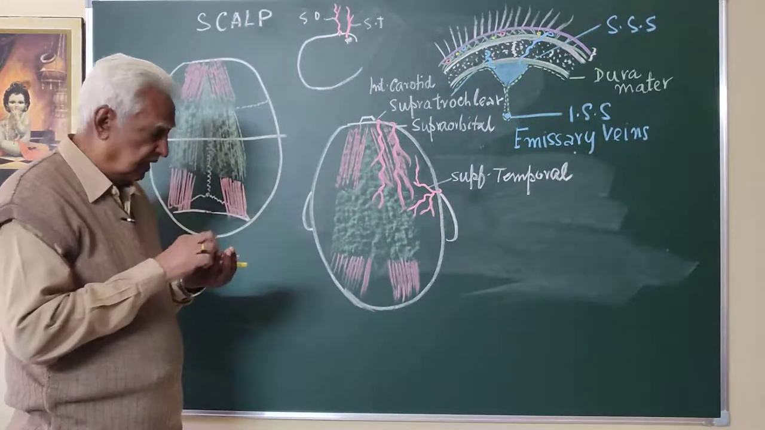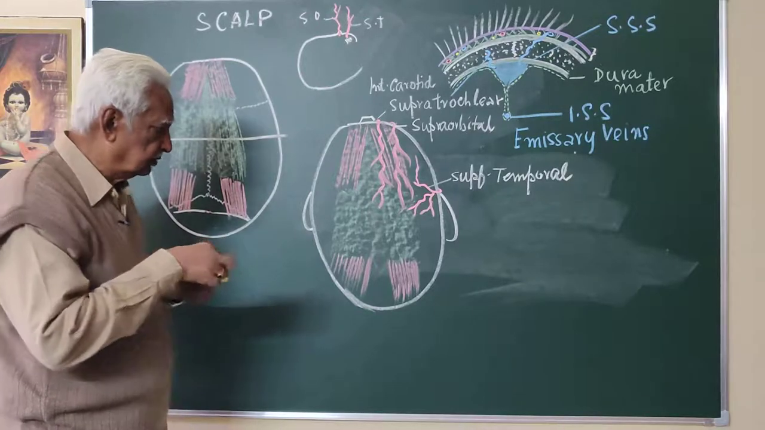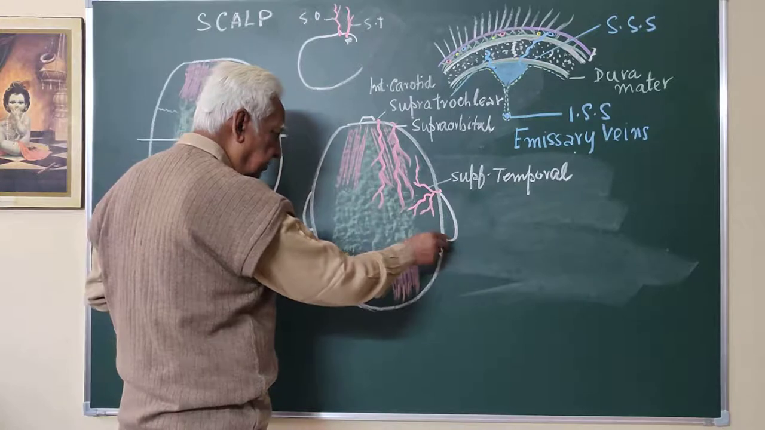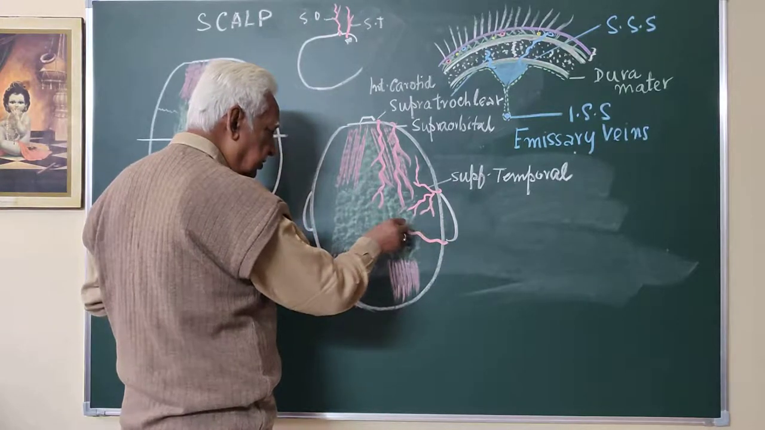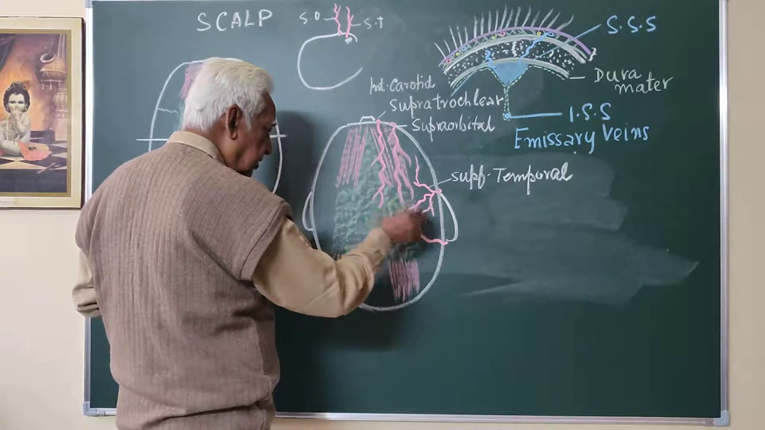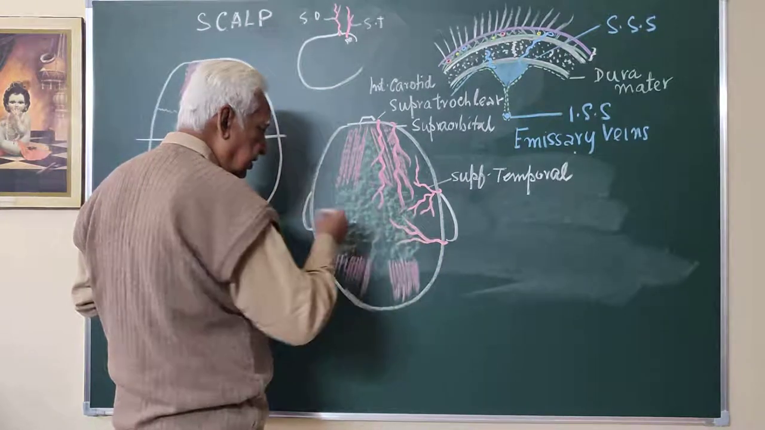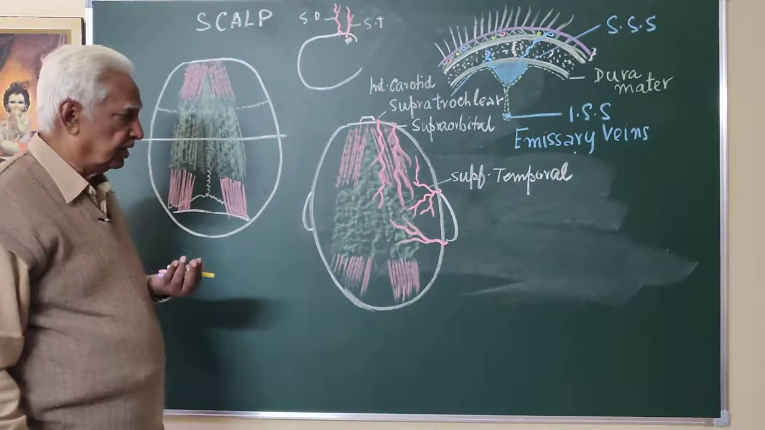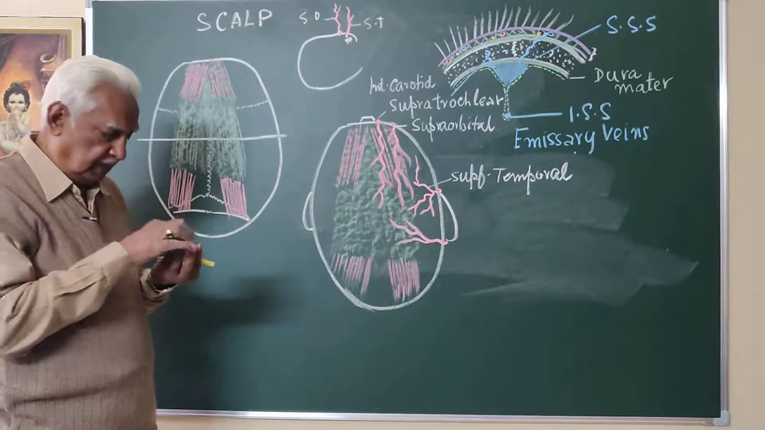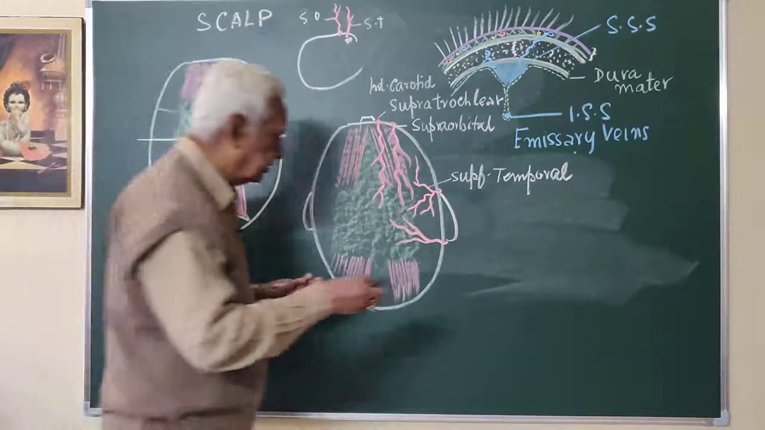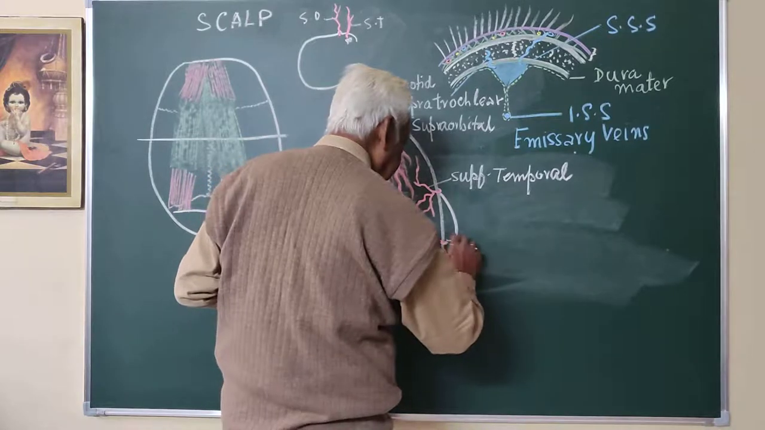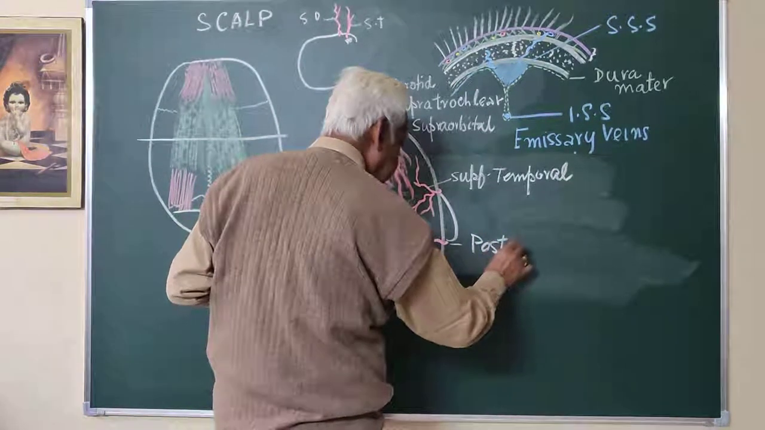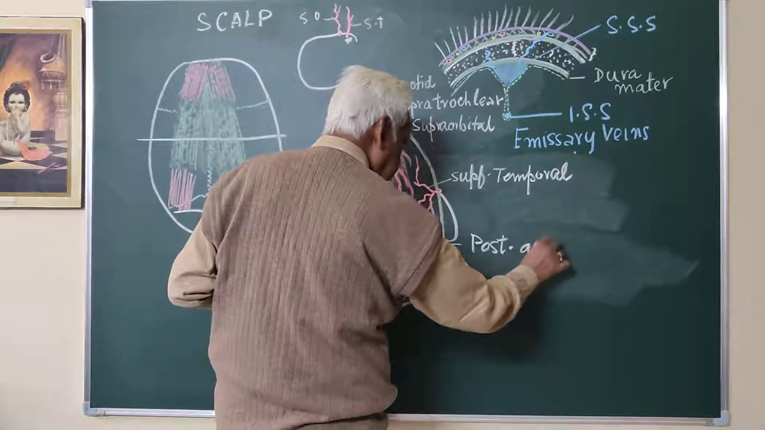And the next artery which is present here is coming again to the scalp as one of the branches from the external carotid. That artery is coming behind the auricle in the scalp region. And since it is coming behind the auricle, its name is posterior auricular.